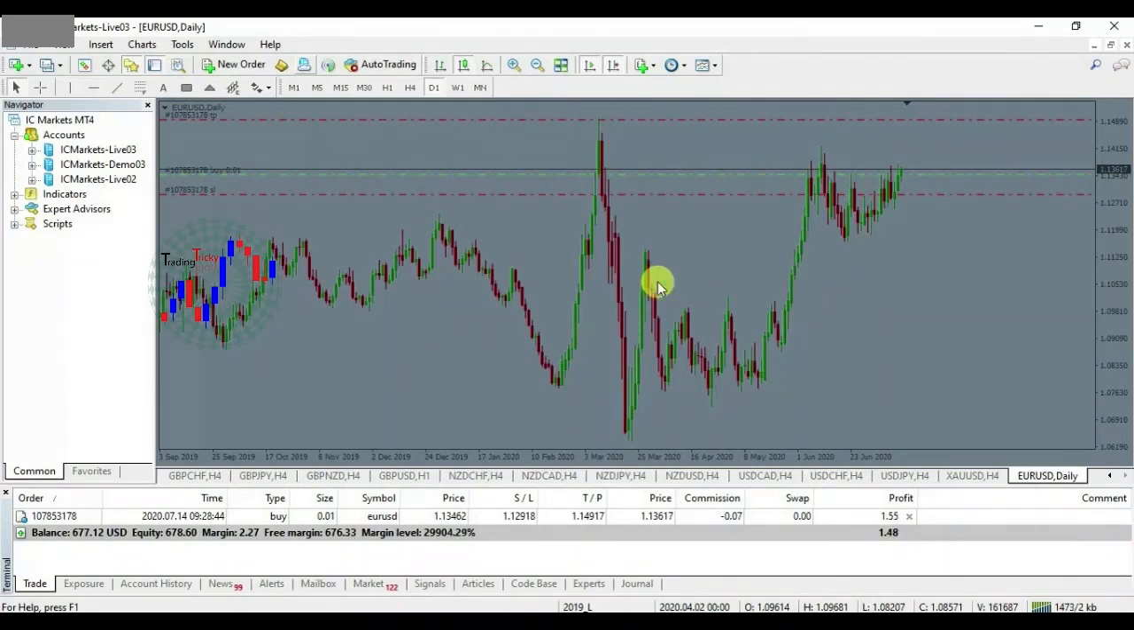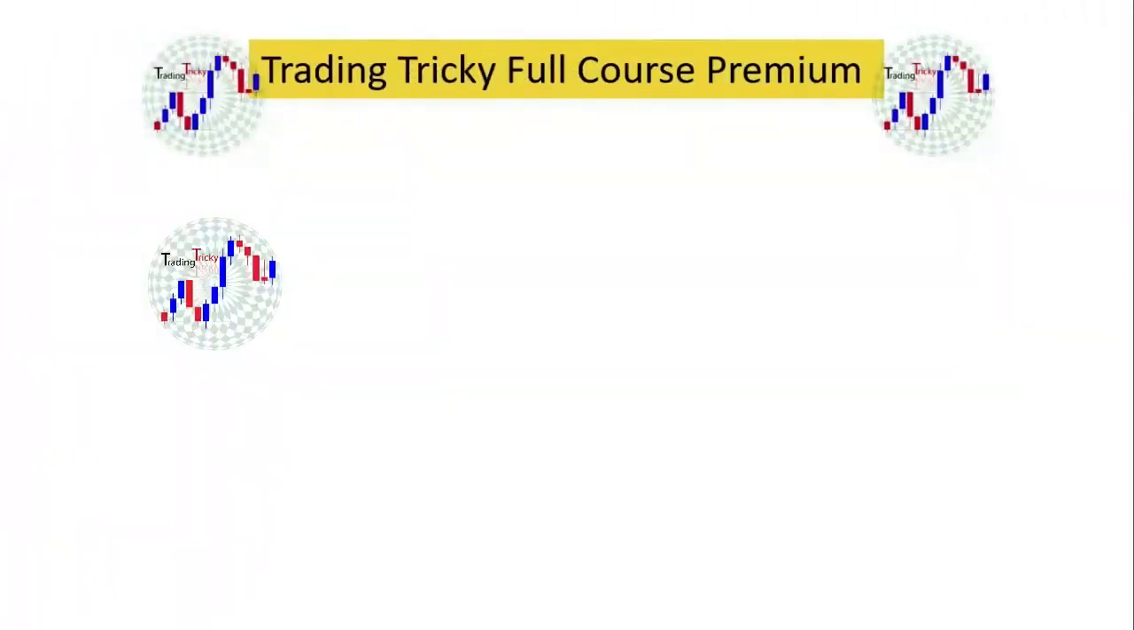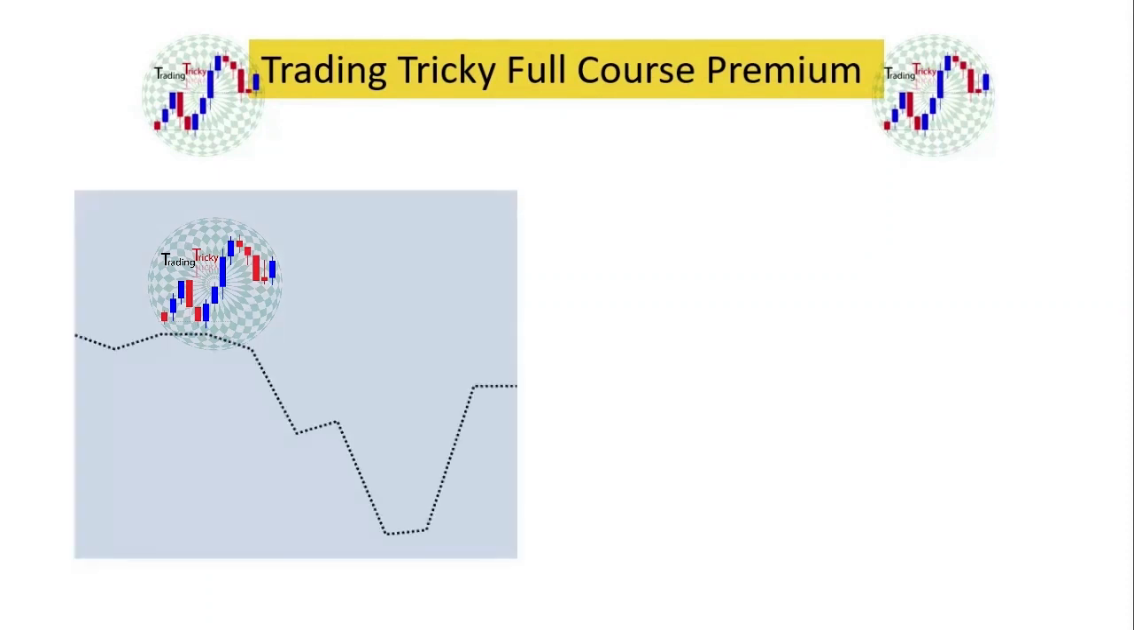So I hope you understand these things. By this way you can control your position in Forex. Now I will discuss the candle details, how the candle is forming, if we check this in detail.